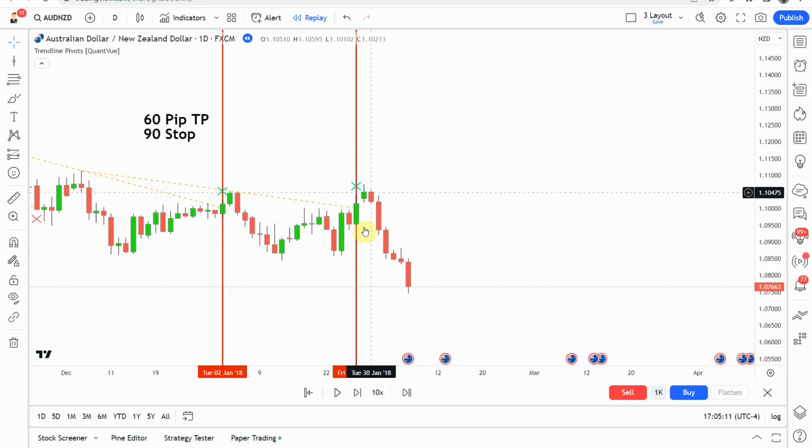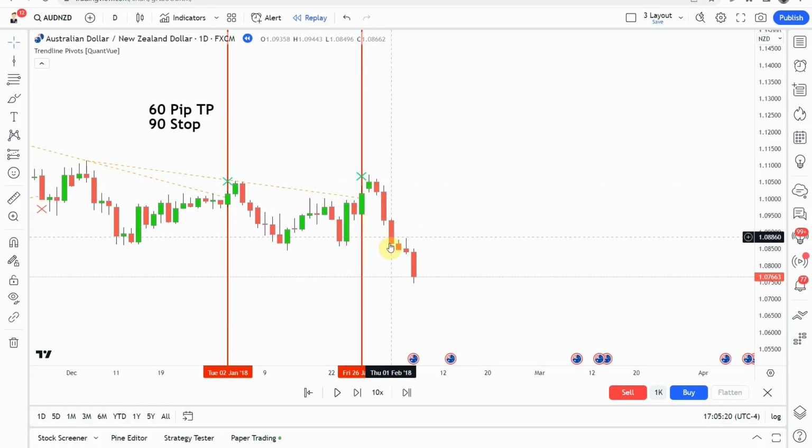Alright, kind of a similar setup. So we get another long signal right here with a green X. We get a push to the upside, and it just barely misses our take profit before it then rolls over and makes that push back to the downside, also stopping us out once again.